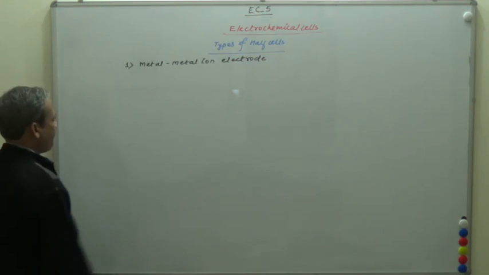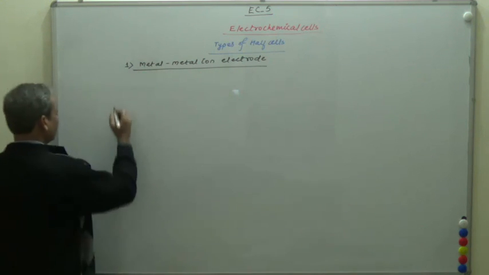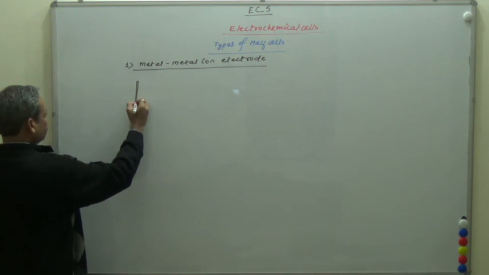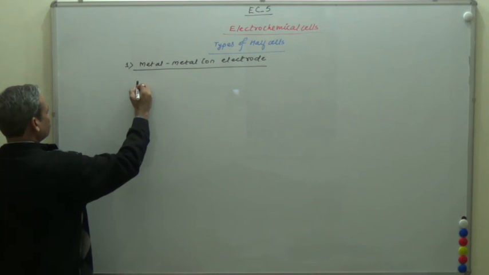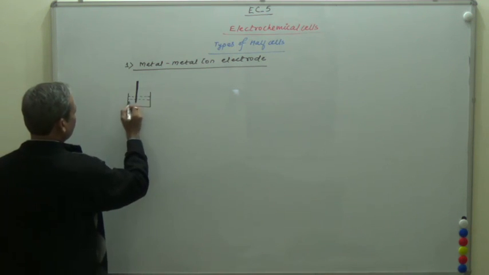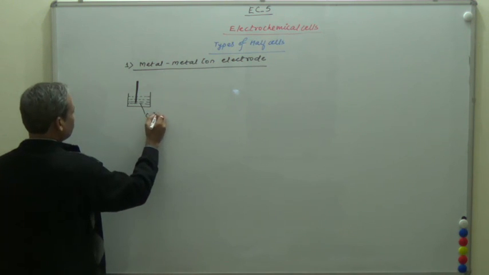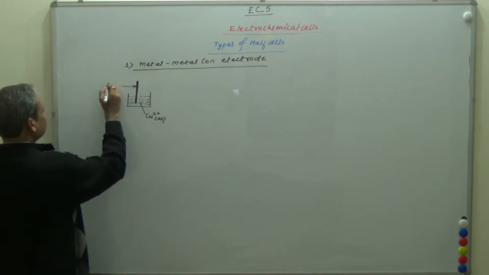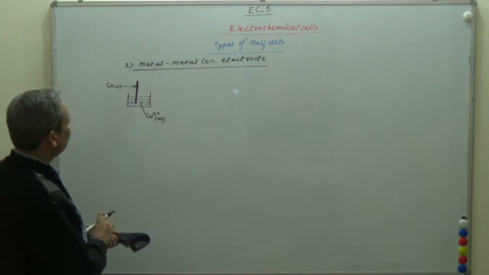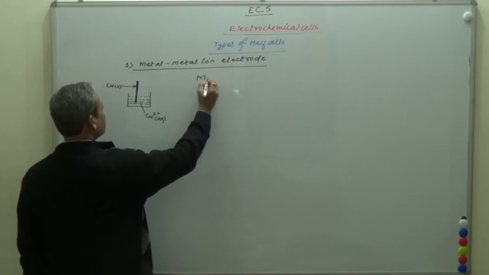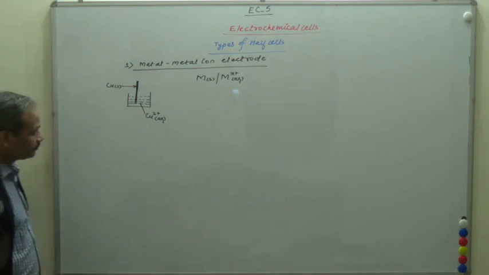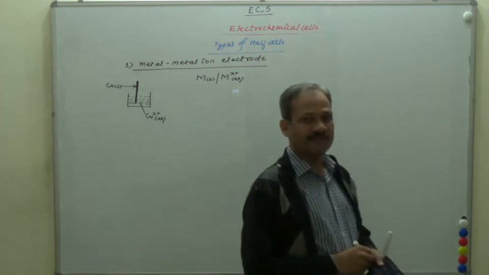In metal ion electrode, there is a rod of metal dipped in solution of this metal ion. For example, a copper rod dipped in a solution of copper ion. So let's say this is the solution of copper ion and this is copper rod. So this particular half cell is called as metal ion half cell, and this metal ion half cell can be represented as metal and corresponding metal ion in aqueous form. This is the representation of this half cell.